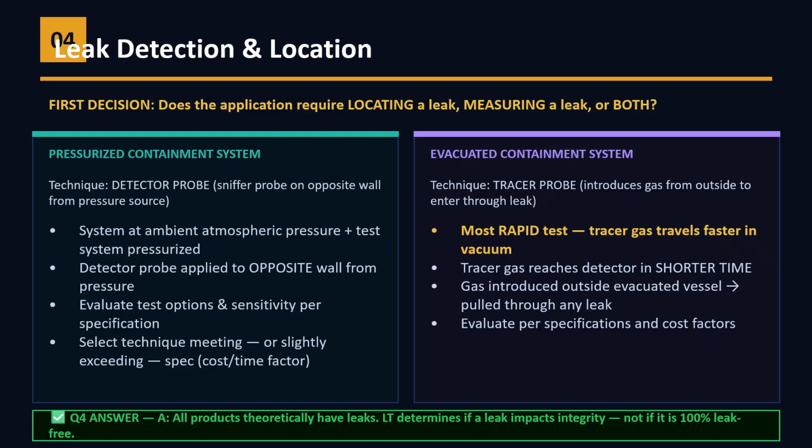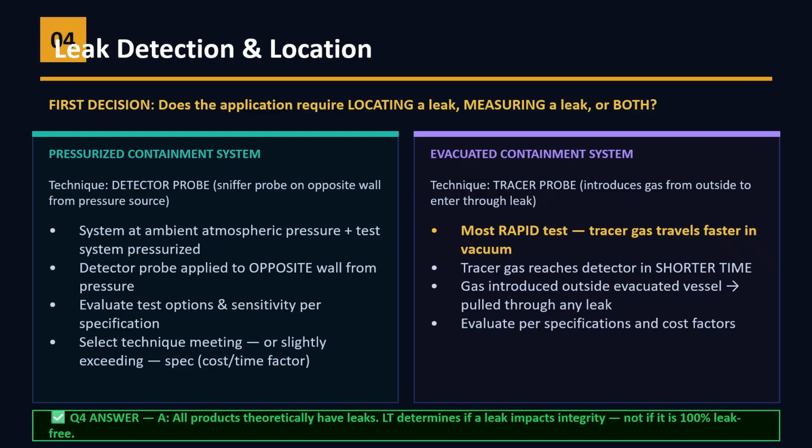Now consider an evacuated system. Pressure inside the vessel is lower than atmospheric pressure. Tracer gas is applied externally. The vacuum inside pulls tracer gas through any existing leak. The detector identifies the incoming gas. Again, the leak can be located. Notice something important. The direction of fluid movement depends entirely on pressure differential. High pressure always moves toward low pressure. This principle never changes.